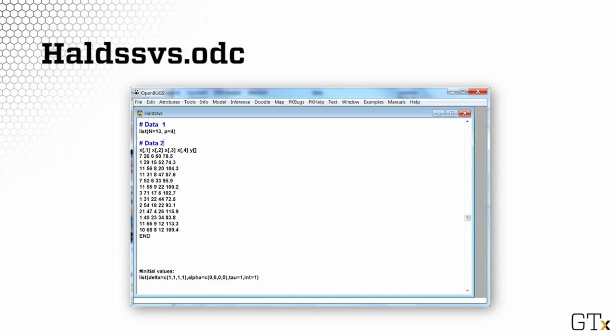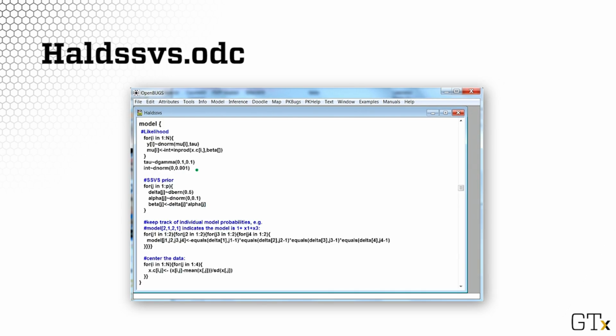Let's take a look again at the HALD data. Remember, in HALD data, we have 13 data points, P equals 4 variables here, and the fifth one is y. And we simply say, well, this is regression.